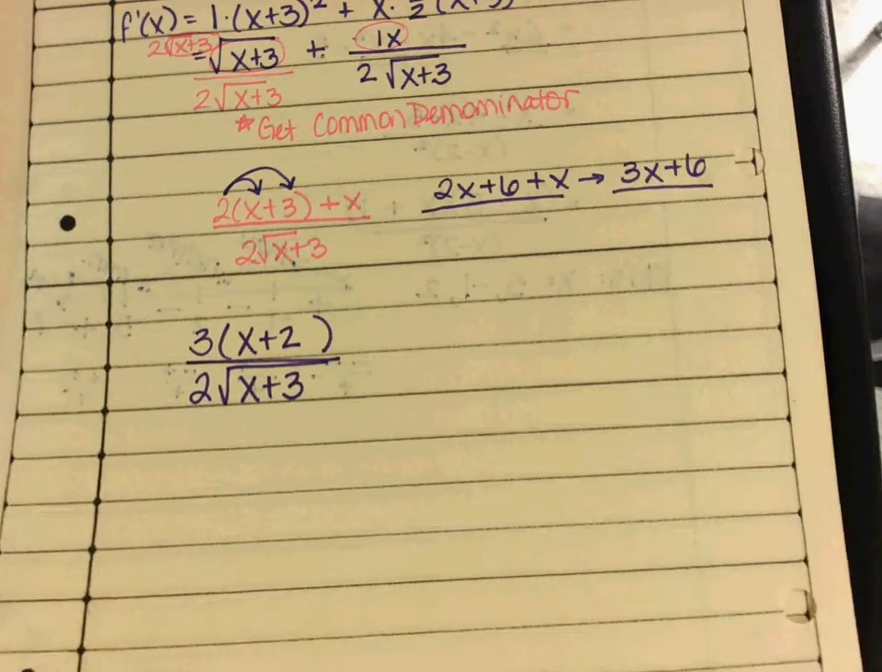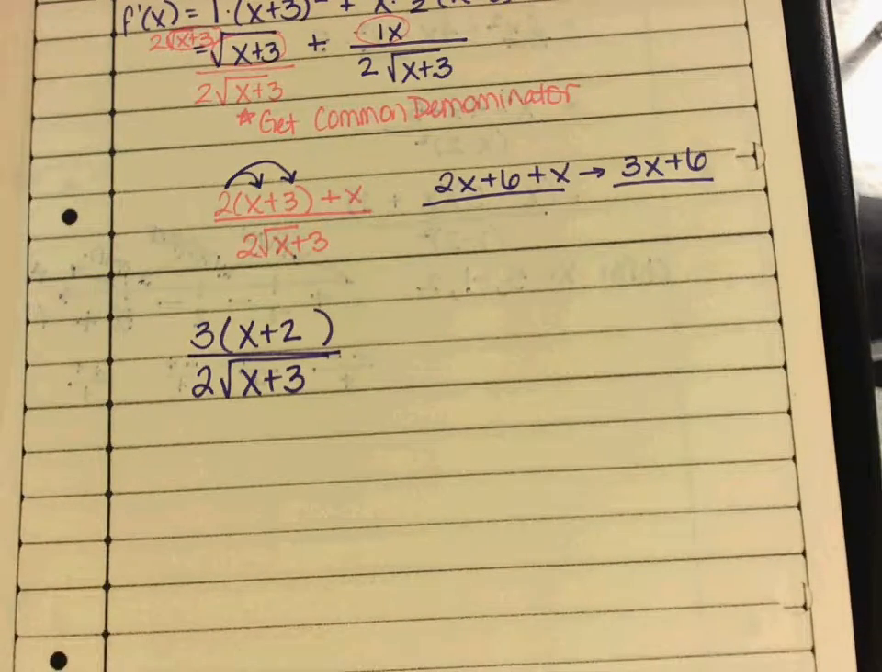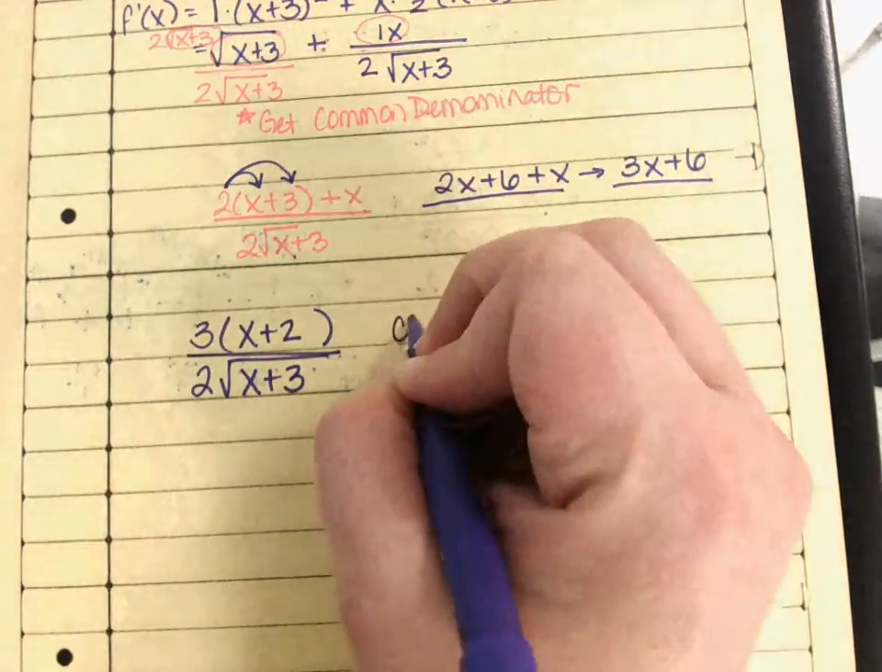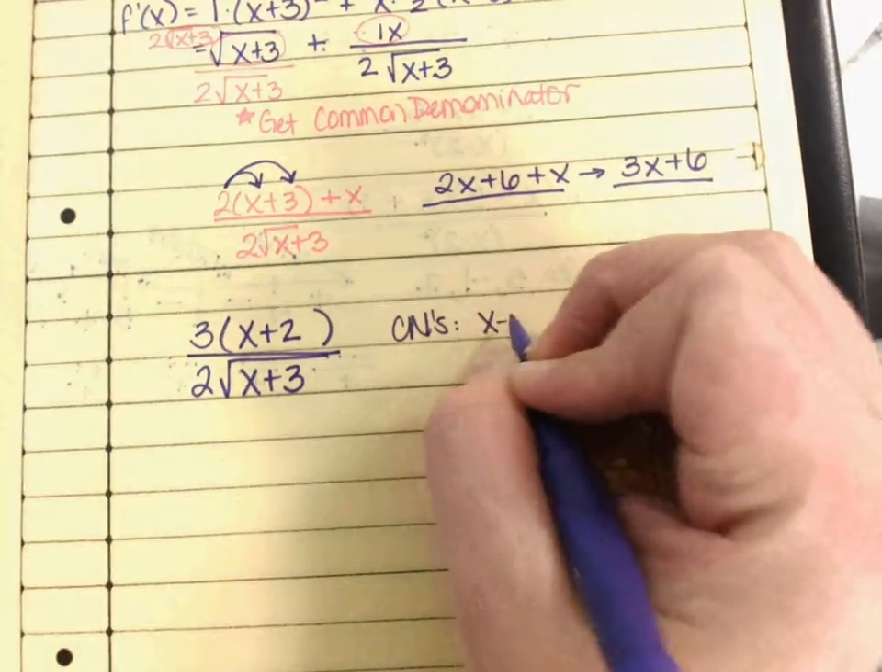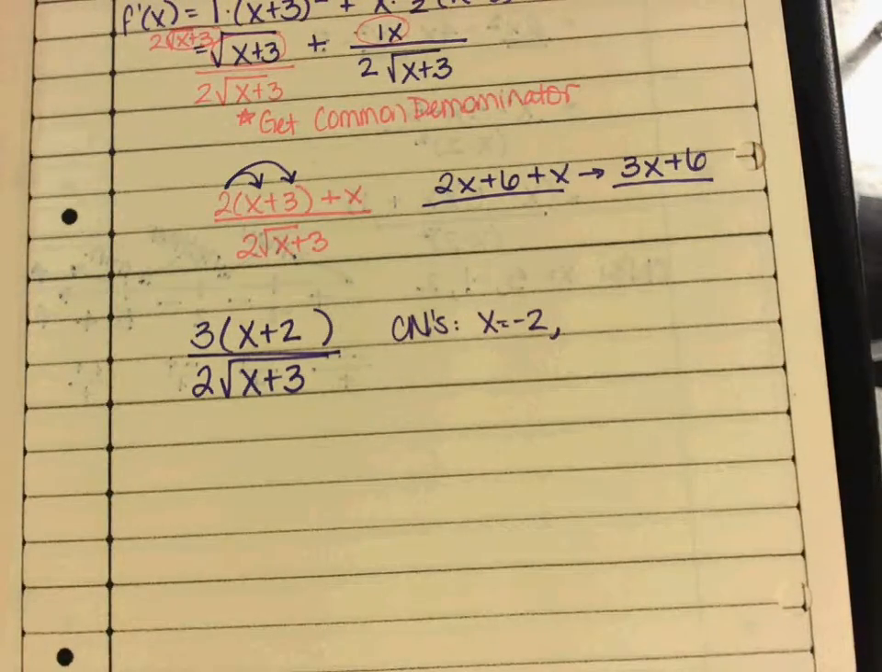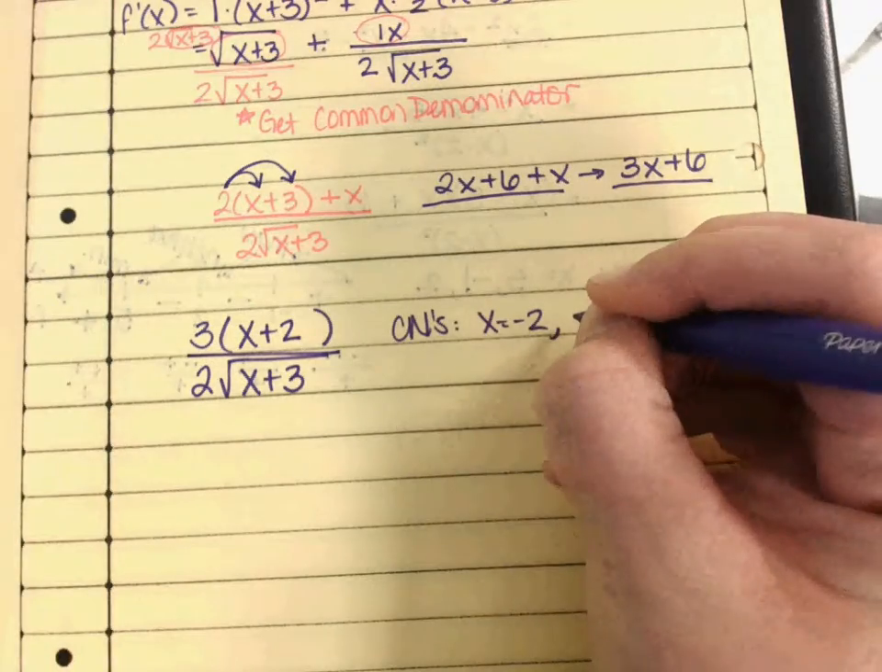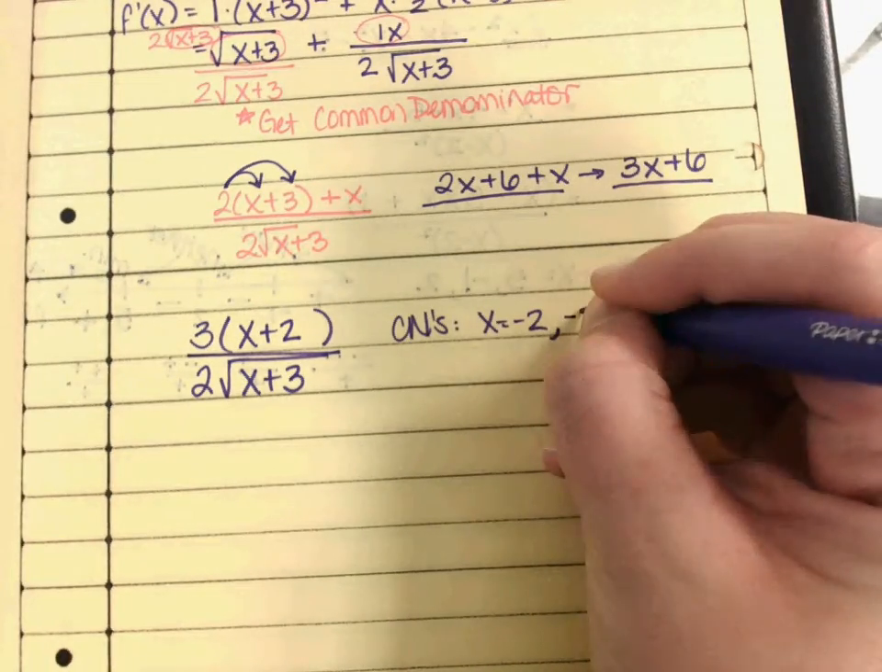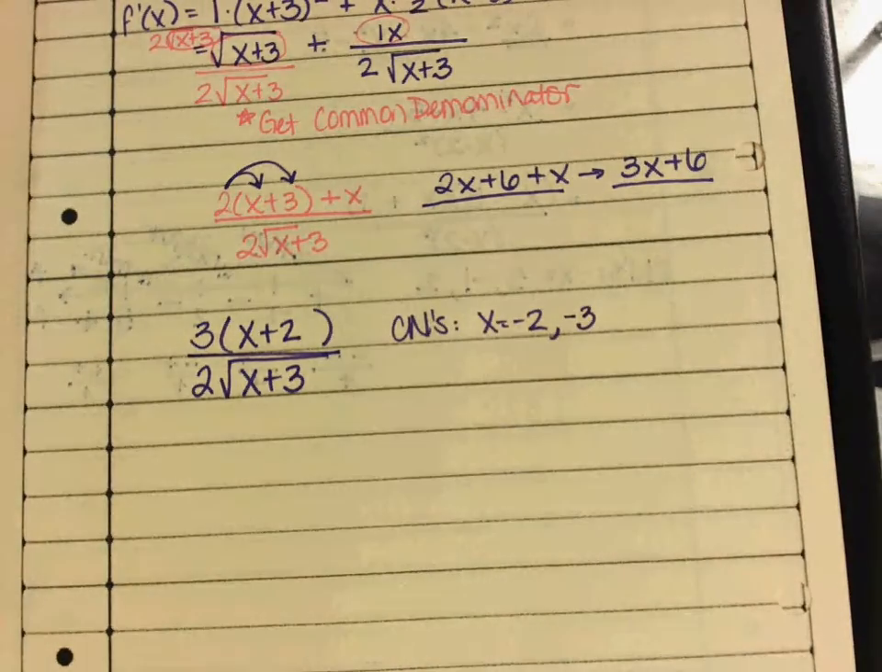Now, from here, do I have a critical number on the top? Yes, what is it? Okay, critical numbers. I got negative 2 from the top. Do I also get a critical number from the bottom? Yes. Yes, x plus 3 gives me negative 3. Set up your number line chart.